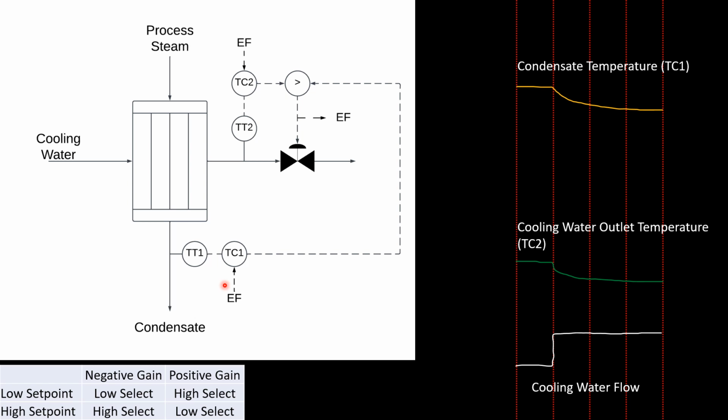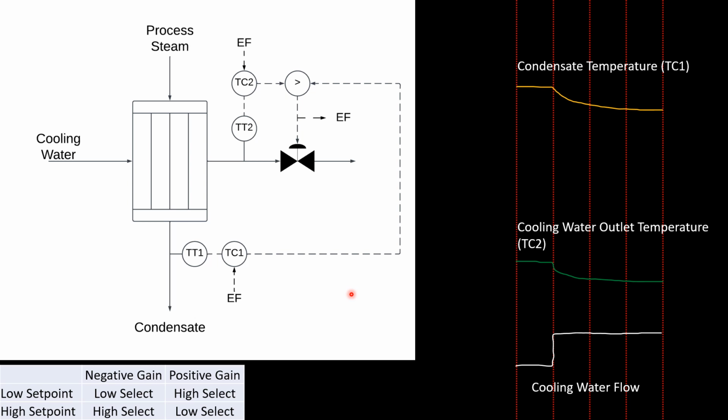However, cooling water has a constraint. If the cooling water gets too hot, then the cooling water can start fouling the heat exchanger, or the condenser in this case. So we need a high set point override controller to make sure the cooling water does not get too hot.